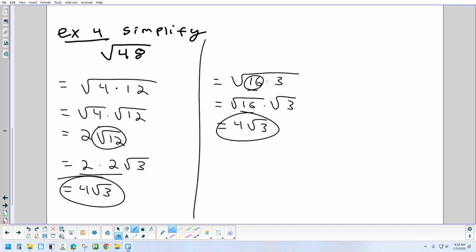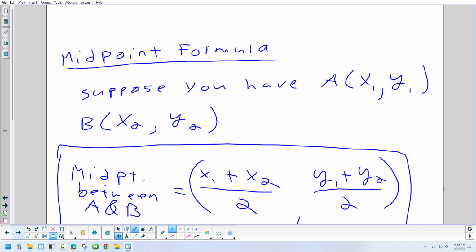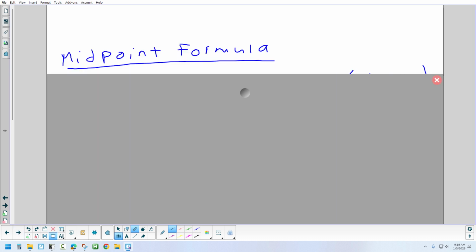All right, so that is the distance formula. The last formula we're going to look at is the midpoint formula.